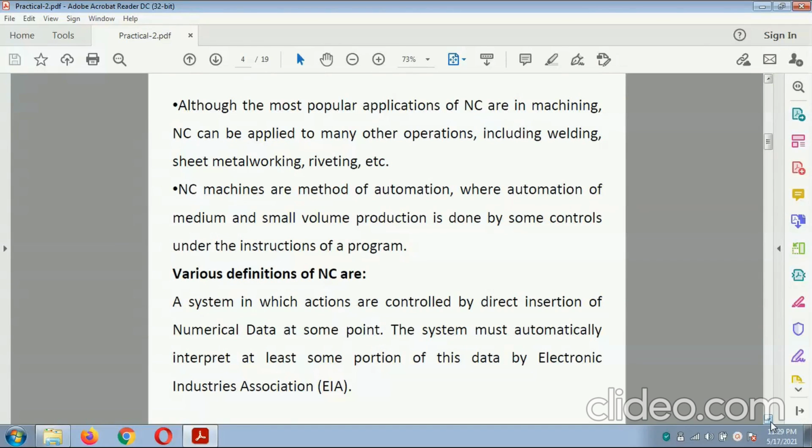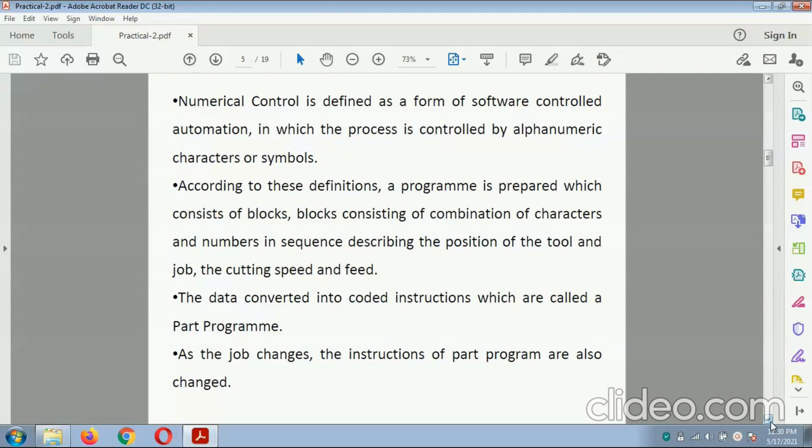There are various definitions of NC. A system in which actions are controlled by direct insertion of numerical data at some point. The system must automatically interpret at least some portion of this data, by the Electronic Industries Association, that is the EIA. Numerical control is defined as a form of software controlled automation in which the process is controlled by alphanumerical characters or symbols. According to this definition, a program is prepared which consists of blocks.